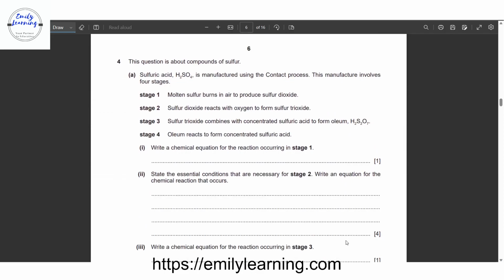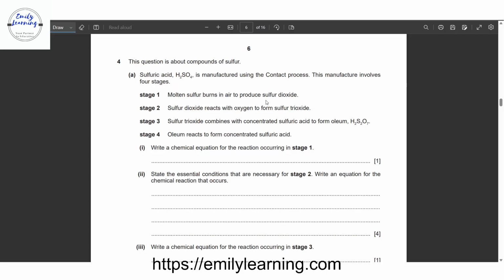Moving on to question 4. This question is about sulfur. It is under the chapter on sulfur, manufacturing of sulfuric acid through the contact process. So let's look at this. You are given that sulfuric acid, H2SO4, is manufactured using the contact process. The manufacture involves 4 stages.